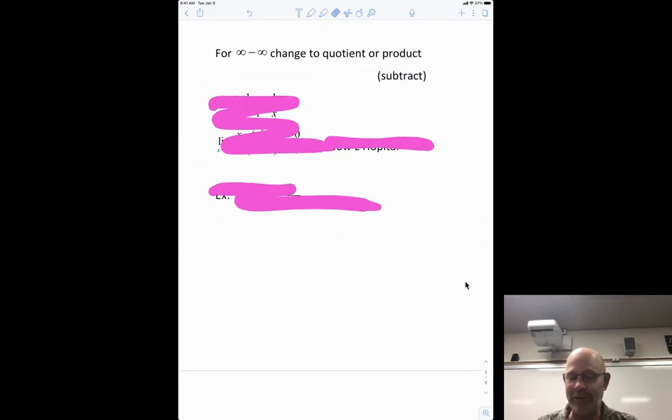This is actually quite simple on this one. By the way, infinity plus infinity is not an indeterminate form, because infinity plus infinity is infinity. But infinity minus infinity could be anything, as you'll see. So all you've got to do is just do the subtraction, find a common denominator, and add them together.